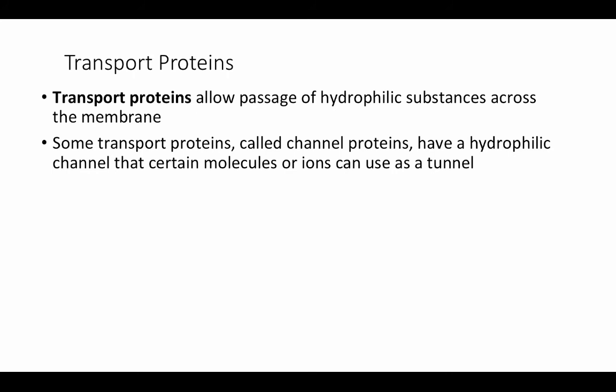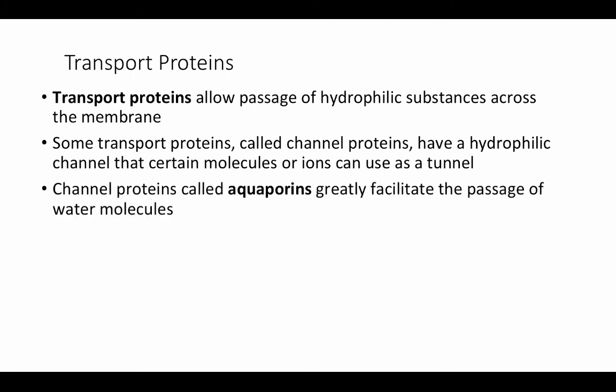And certain molecules or ions can use it as a tunnel to get into and out of the cell. For example, there are channel proteins called aquaporins that allow water to move in or out of the cell, and these are hugely important in many functions of plant cells. They're important in the function of mammalian kidneys, which use aquaporins to regulate the water content of urine. These are very important functionally.